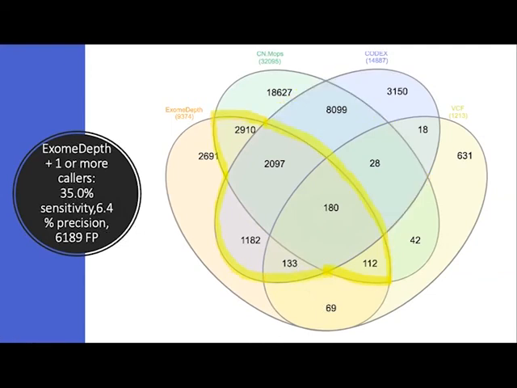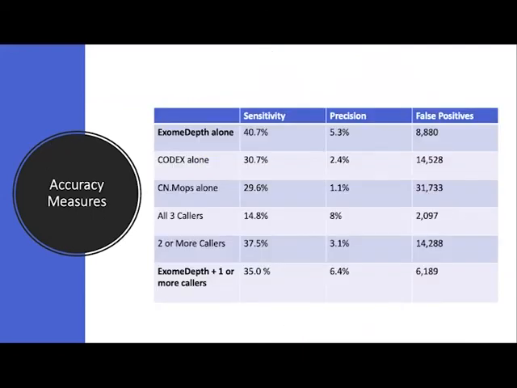Finally, a rule requiring a call to be confirmed by ExomeDepth, which is already integrated into the pipeline, and at least one other caller gives a sensitivity of 35%, a precision of 6.4%, and 6,000 false positives. So requiring confirmation by ExomeDepth and at least one other caller gives the least trade-off in sensitivity, an increase in precision, and a decrease in false positives as compared to using ExomeDepth alone, as does the current pipeline.